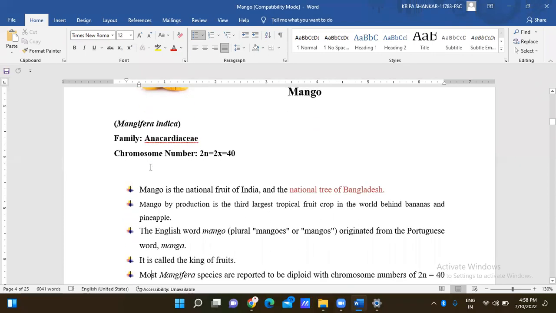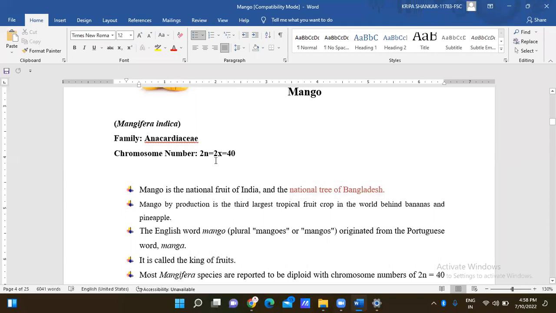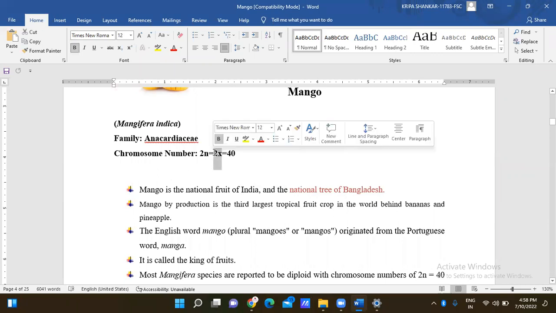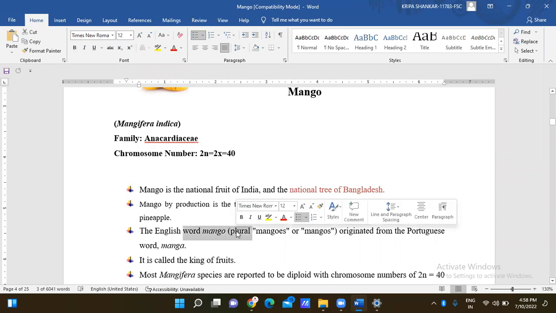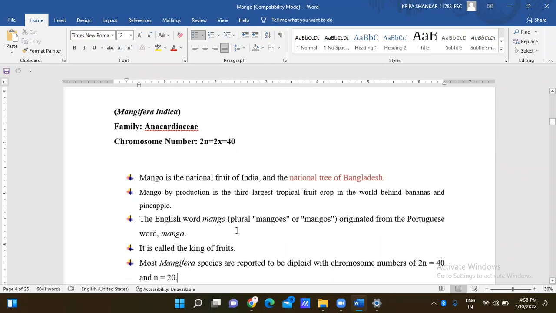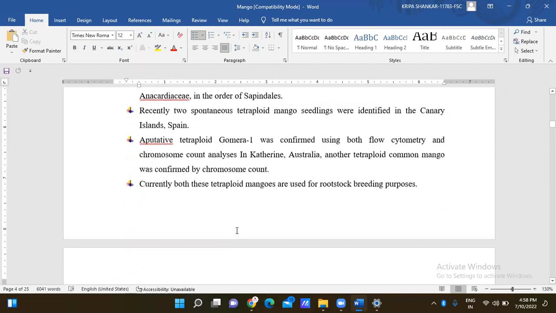Okay. Mango is the national fruit of India and the national tree of Bangladesh, as you might know. First thing you should know, mango is diploid and the ploidy level is 2x, never go for 4x. Okay, 2n equal to 2x is 40, not 4x. Second thing, the English word mango comes from the Portuguese word also. This is up to your level, I will discuss only the important points.